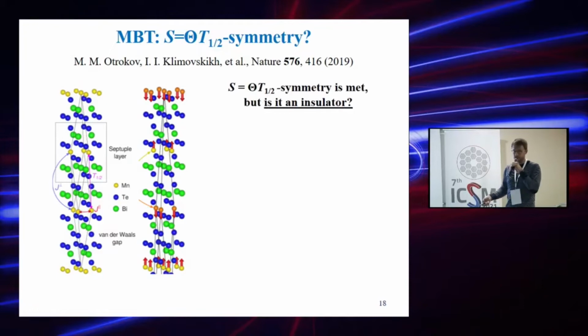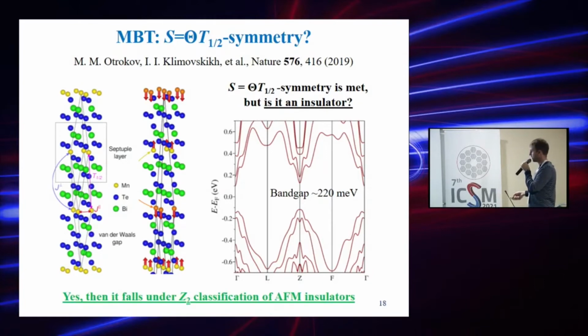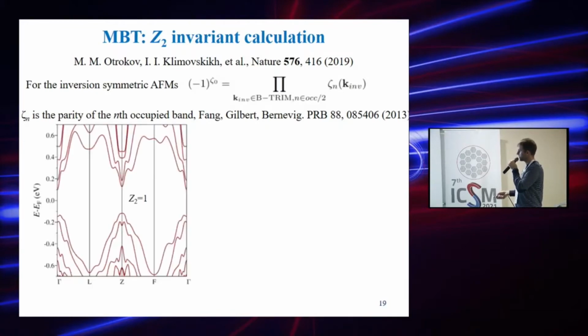Is it an insulator? Yes, the bandgap is about 220 milli-electron volts according to our calculations, and therefore it falls under the Z2 topological classification. We therefore can calculate the Z2 topological invariant based on the parities of the occupied bands. And this is how we end up finding that the Z2 is equal to 1, which basically means that this is a topological material.